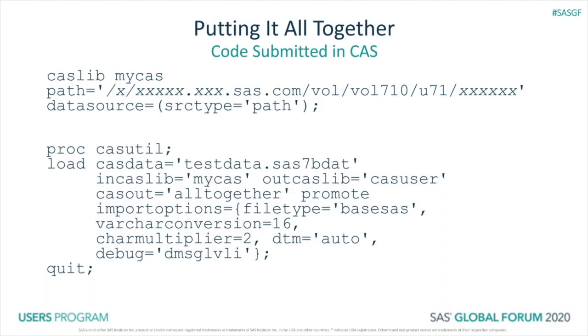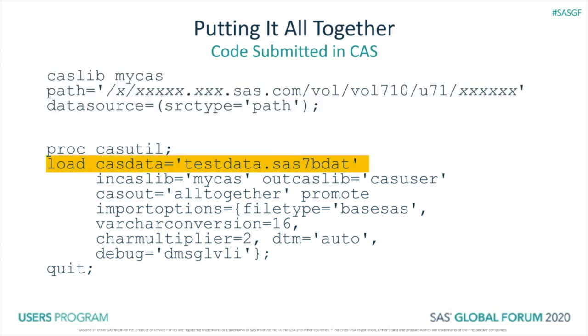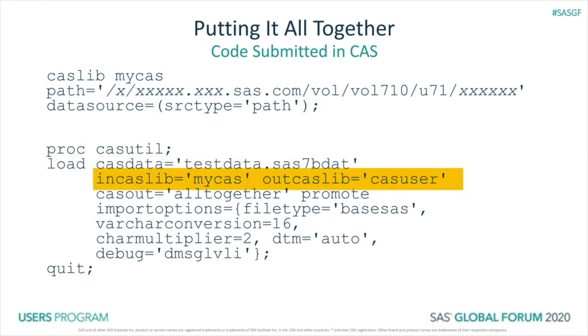This slide shows the code we can use to load a SAS data set into CAS. The first line of code is our CASLIB statement. This statement creates the myCAS CASLib located in the directory listed in the PATH= option. The second step is our PROC CASUTIL. This step loads the test data set, which is located in the myCAS CASLib, and writes it out to the CAS user CASLib. The resulting table is going to be called all together.